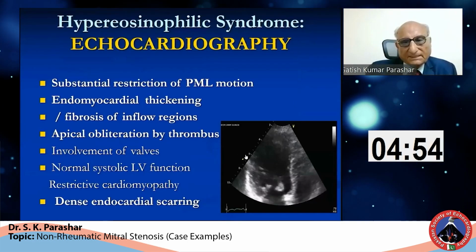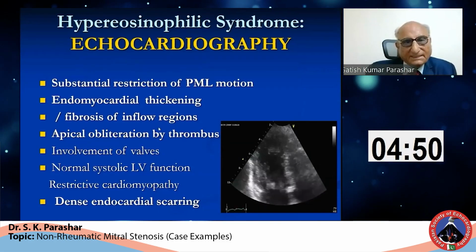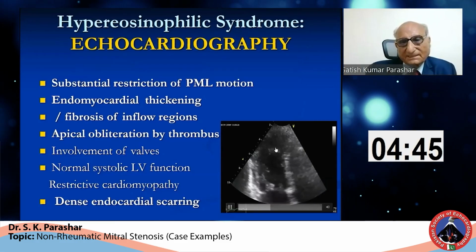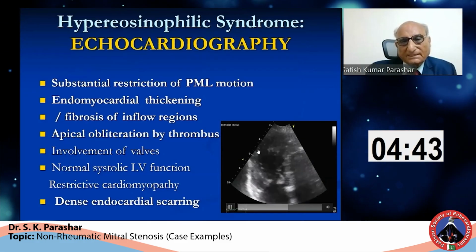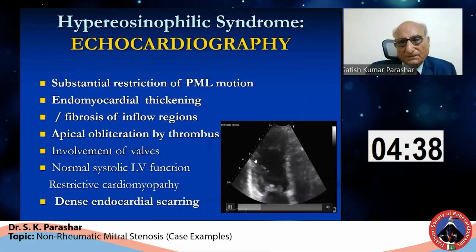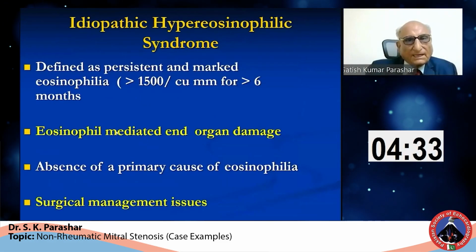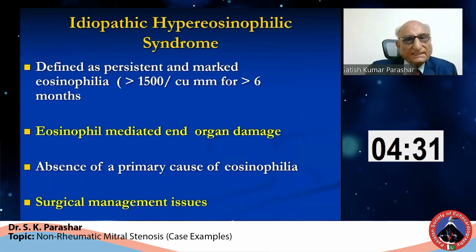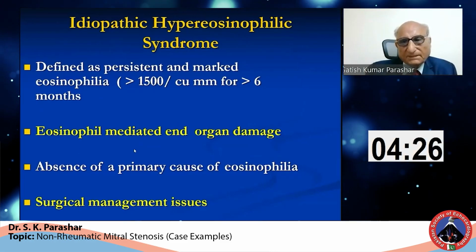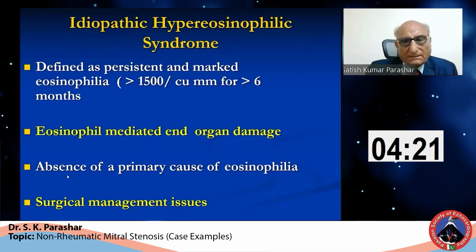And you see there was a substantial restriction of the posterior mitral leaflet motion. There was the endomyocardial thickening, fibrosis of inflow regions, and apical obliteration. So that was the case that gave us the diagnosis, and this was mistaken by the earlier echo people, not their fault, possibly they might not have seen such a case. And it is defined as a persistent and marked eosinophilia for more than 6 months, because of eosinophil-mediated organ damage.